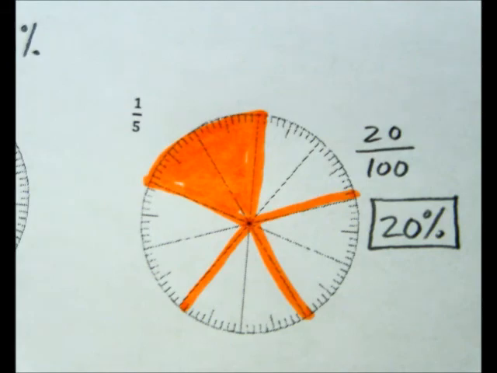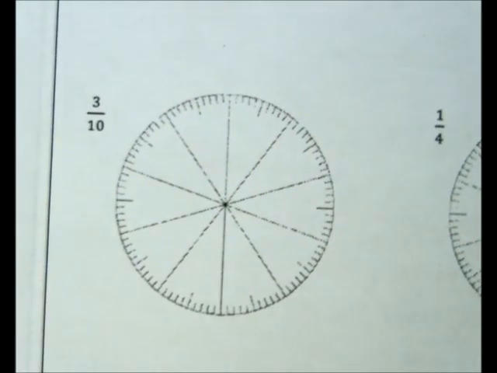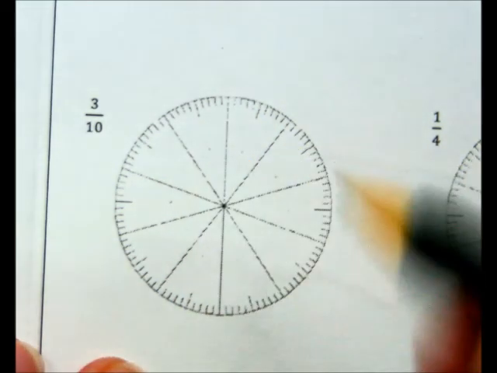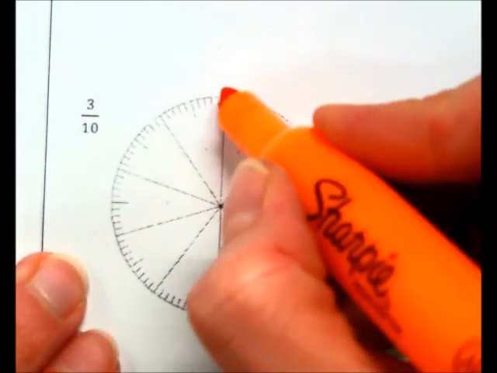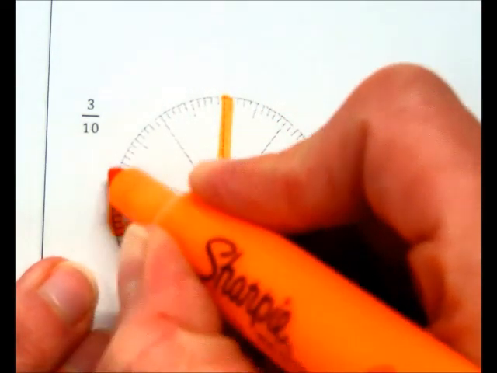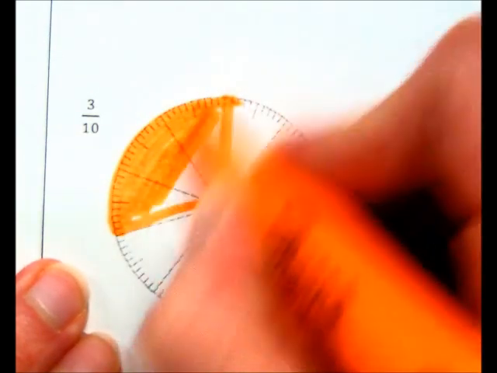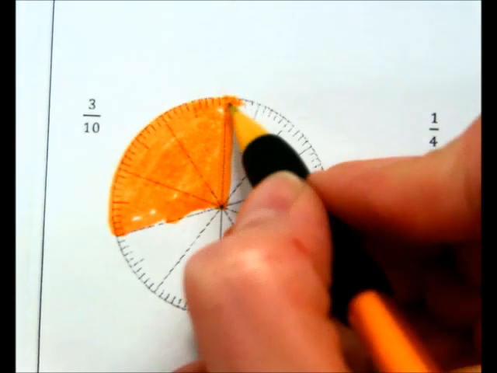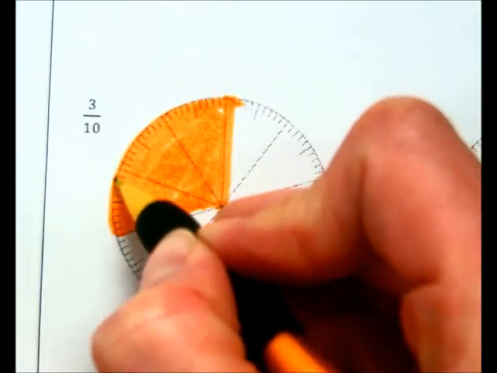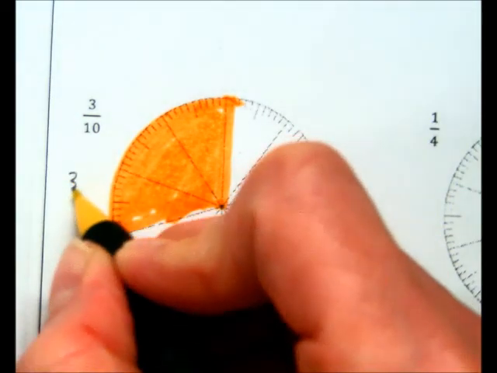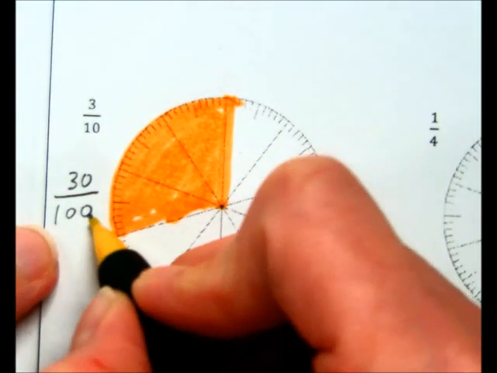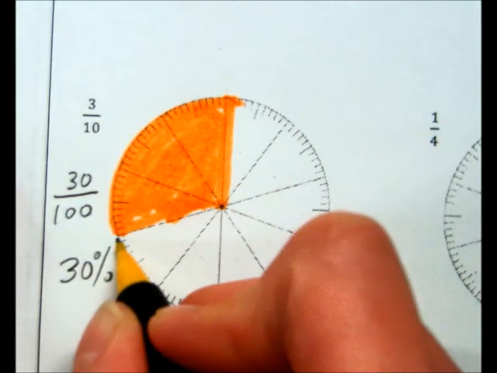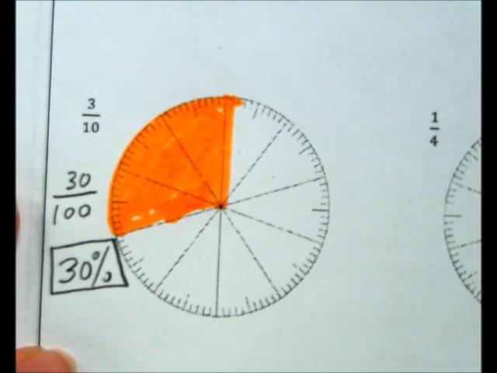Okay, let's look at the next one. So this one says 3/10. So there's 1, 2, 3, 4, 5, 6, 7, 8, 9, 10 parts already. So we just have to color in 3 of those. 3 little pizza slices. So if we're looking at how many hundredths that would be, here's 10, 20, 30. So that would be 30 hundredths, which is an equivalent fraction to 3/10. And 30 out of 100 is the same thing as 30%.